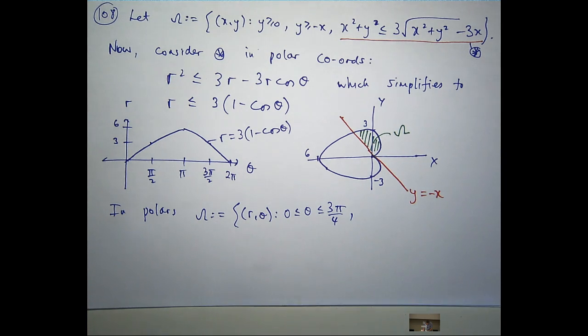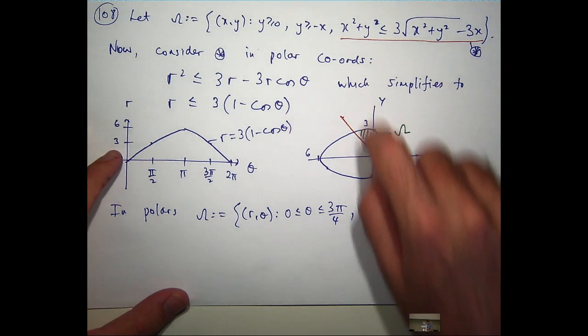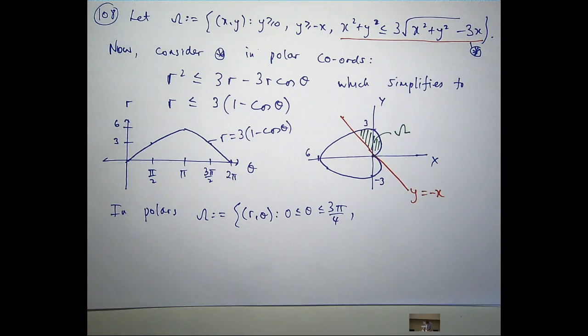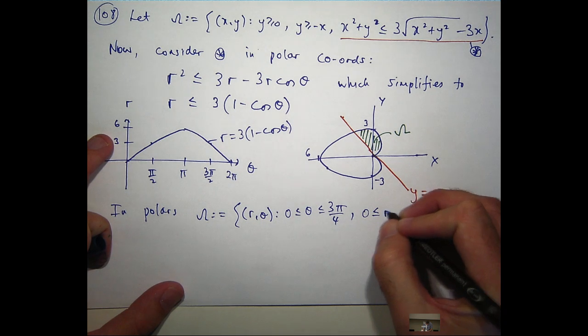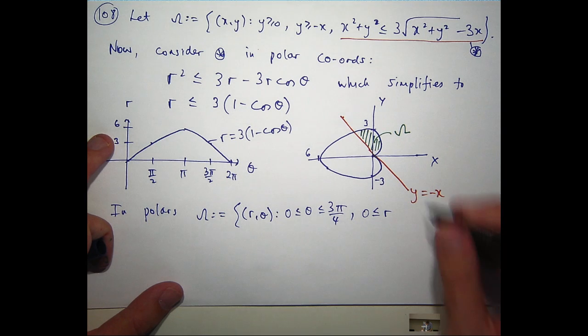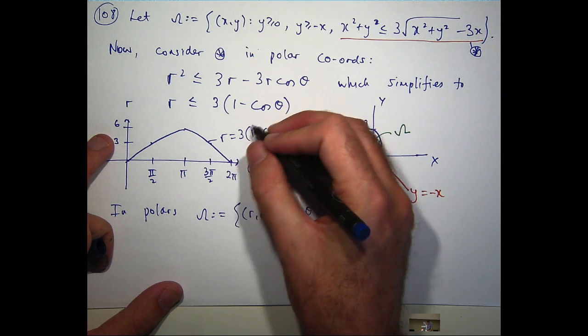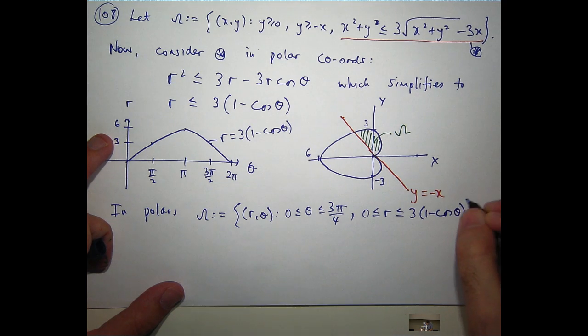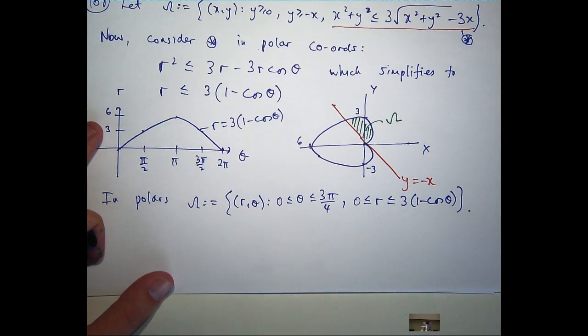And what about my r? What are the bounds on r? Well, if I draw any line going out here, it enters the region at 0 and it leaves the region at this curve, which is r equals 3 bracket 1 minus cosine theta. There we go.